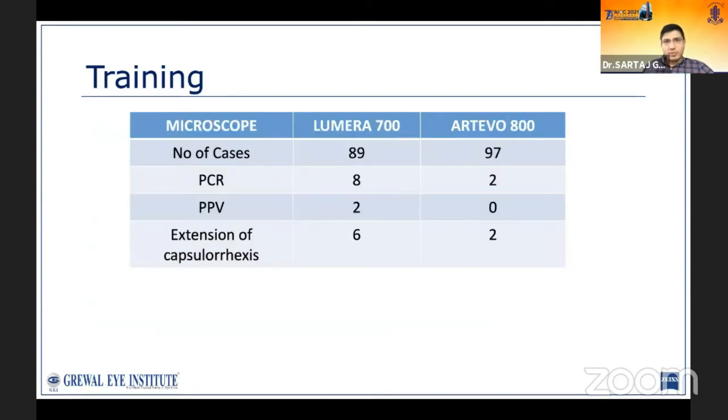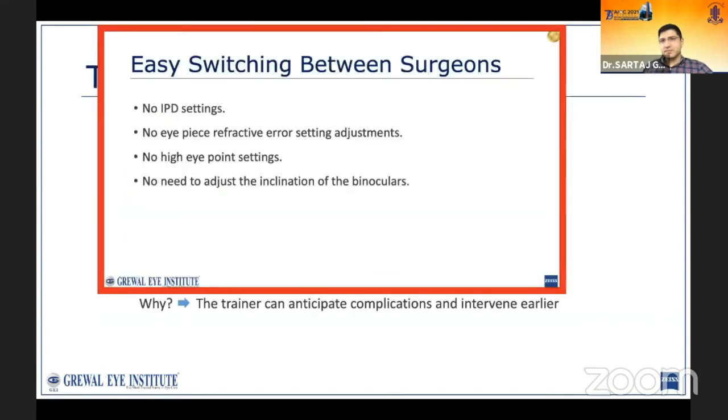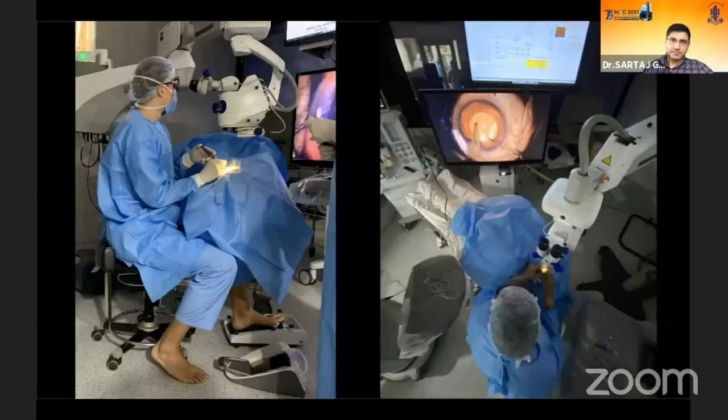So we compared the complication rate between two groups of trainee residents, where one group performed all the surgeries on the Lumera 700 and the other group performed all surgeries on the Artevo 800. And we noticed fewer complications with the group operating on the Artevo. One reason for this is that even the trainer has a better view and you can intervene earlier. And as discussed earlier, when you're switching between surgeons, it can be easier and also quicker, which can help you save time in salvaging the complication that might occur.